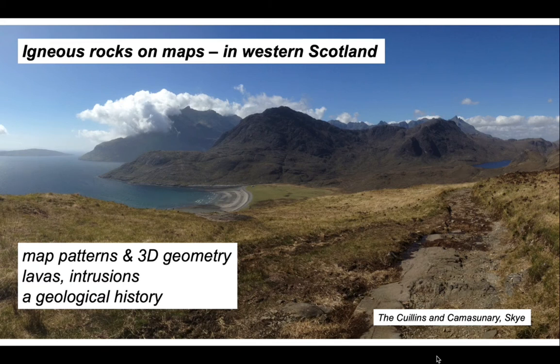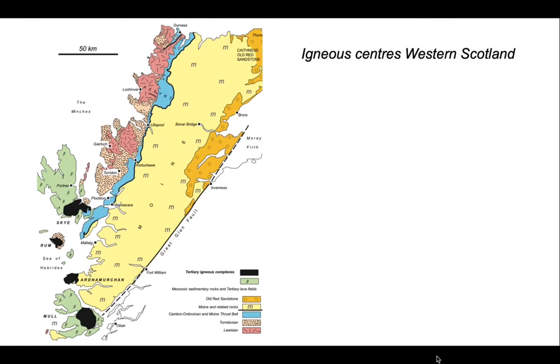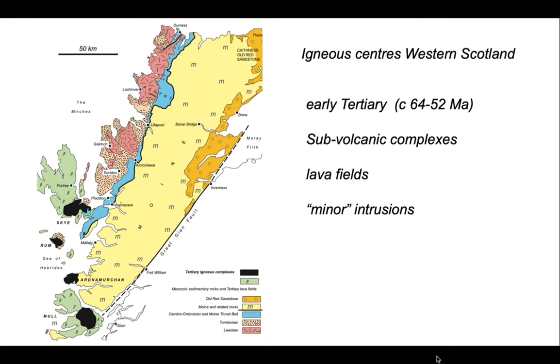So where are we talking about? Well, this is a map of northwest Scotland, and the igneous centres we're concerned with are shown in black on here. These units were developed in the early Tertiary and are associated with significant lava fields shown on the map in green, and they continue in the offshore under the Sea of Hebrides and the Minches. So the black areas are the subvolcanic complexes. There are lava fields, but there are also minor intrusions that are too small to be shown on a map like this, but we'll look at them in more detail as we go.